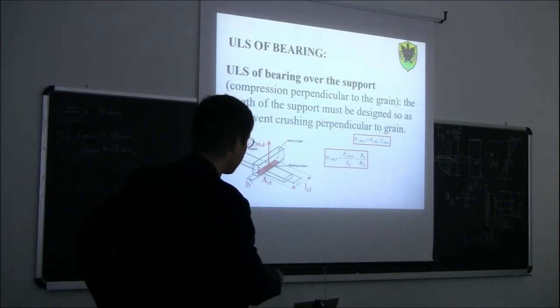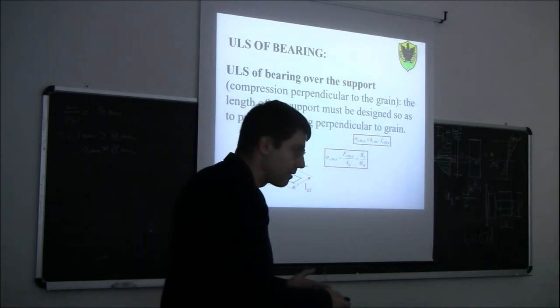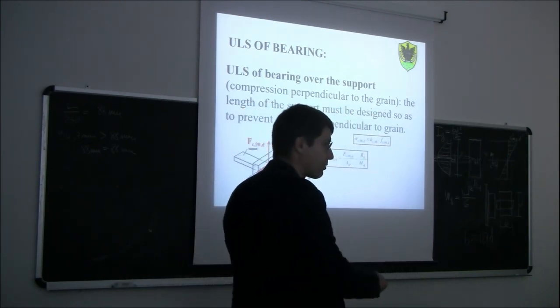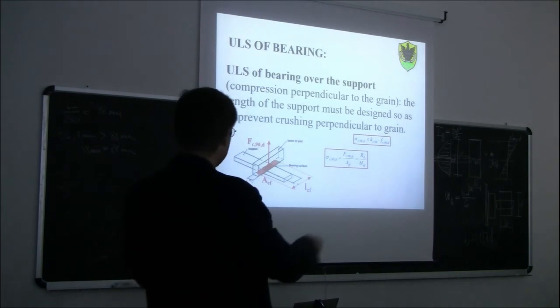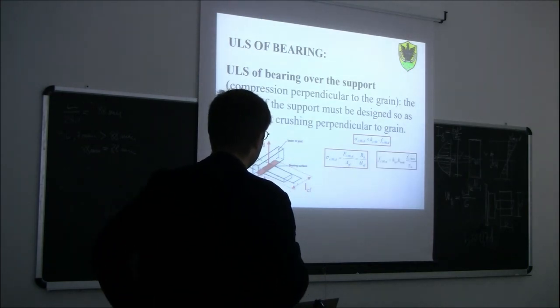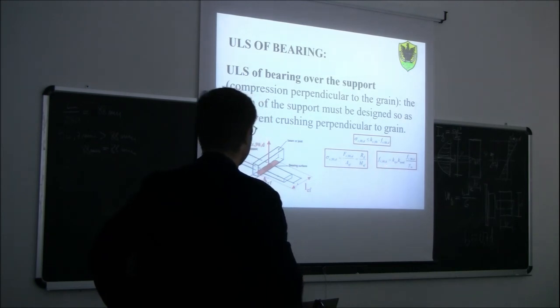The effective width, as you can see, is equal to the actual bearing surface with an increase of a certain amount. Now we're going to see 30 millimeter or 60 millimeter, depending on how the beam is done. The strength, FC90D, again, is calculated with the normal formula.